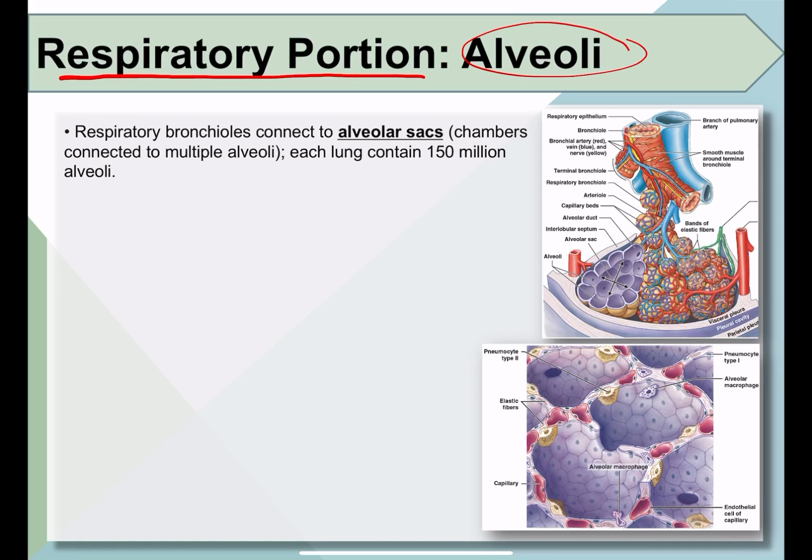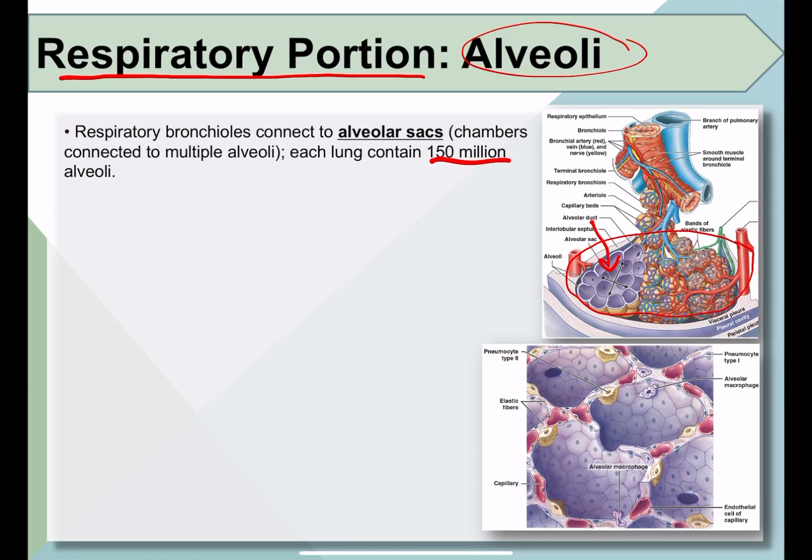Without our alveoli, there is no way to allow oxygen to diffuse into our blood for distribution across the body. Each respiratory bronchiole is attached to a bunch of alveolar sacs like this, and each alveolar sac contains chambers. If you look inside here, where it's cut open, you can see the little curvy chambers connecting the multiple alveoli within that area. Each lung contains about 150 million of these alveoli. That's how many of these little balloon-looking things we have.